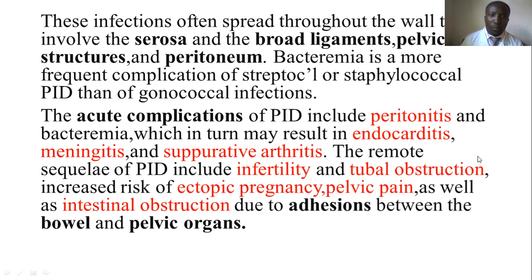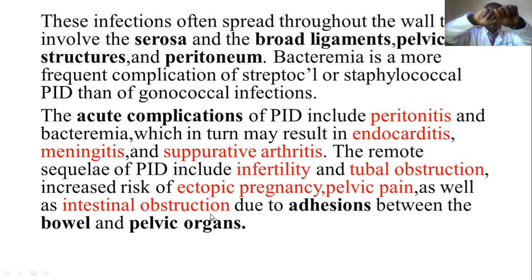Bacteremia is a more frequent complication of streptococcal or staphylococcal PID than of gonococcal infections. The acute complications of PID include peritonitis, we already know it, and bacteremia, which in turn may result in endocarditis, meningitis, and suppurative arthritis. The remote sequelae of PID include infertility and tubal obstruction. Infertility, you already know it. Then tubal obstruction, blockage of the fallopian tube. It increases the risk of ectopic pregnancy, chronic pelvic pain, as well as intestinal obstruction.